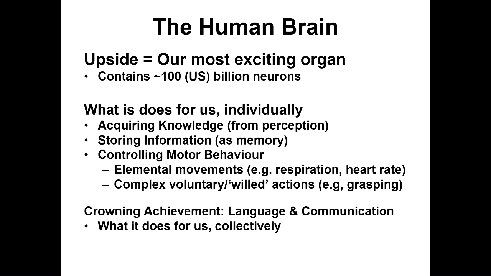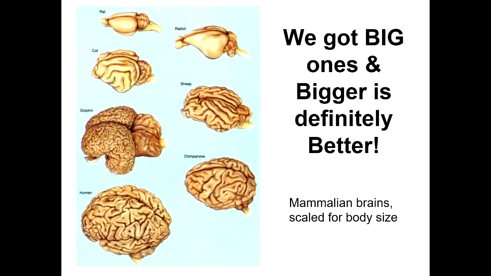Another important contribution of the human brain is what it does for us collectively, which is it makes us the dominant species on the planet. Because we got big ones, and in this case, bigger is definitely better. So just to give you an indication, these are pictures of the brains of different mammals, all scaled up to the size of a human being.